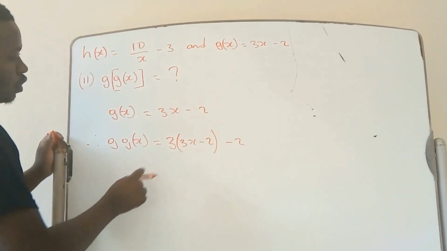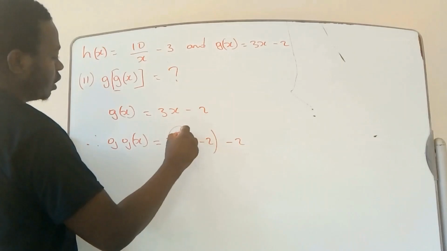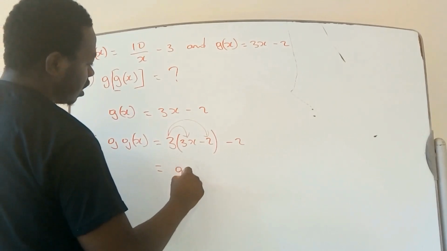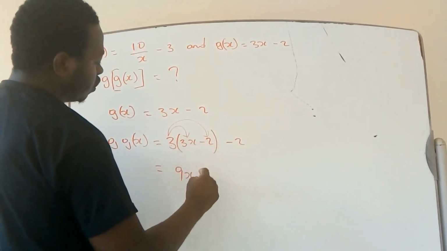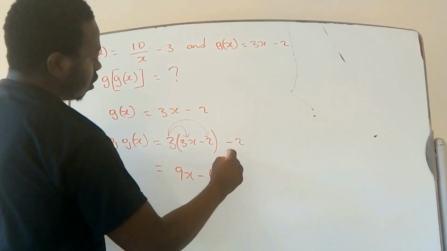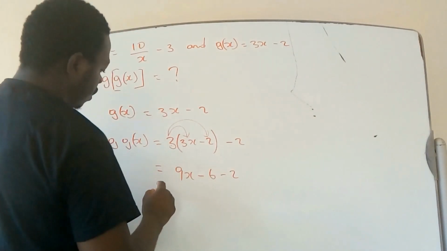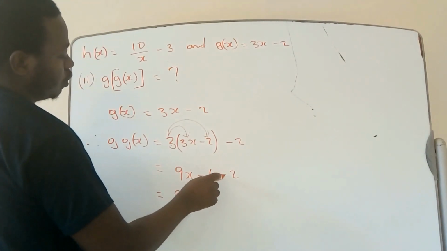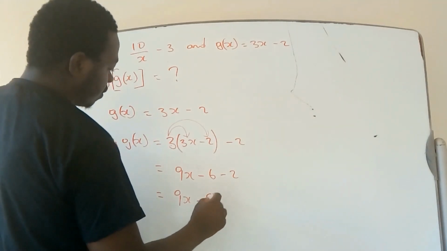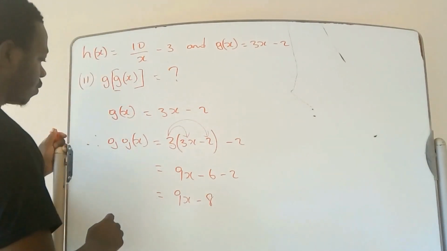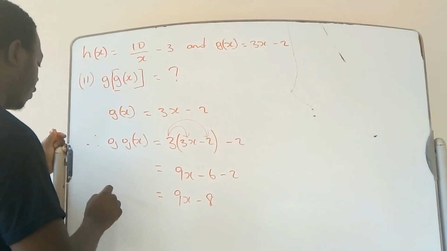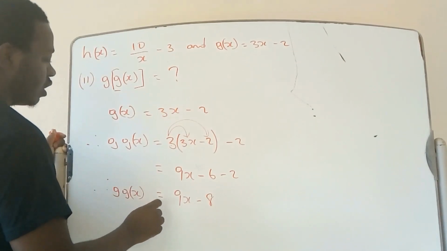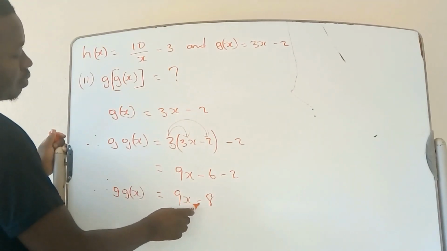Alright? Now distribute 3 to each term inside of the bracket. We get 3 times 3x, that gives us 9x. 3 times minus 2, that gives us minus 6. Minus this 2 here. So 9x minus 2 minus 6, that gives us minus 8. So therefore, g of g of x is equal to 9x minus 8.